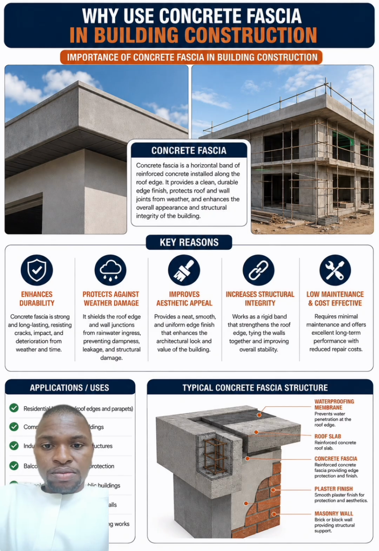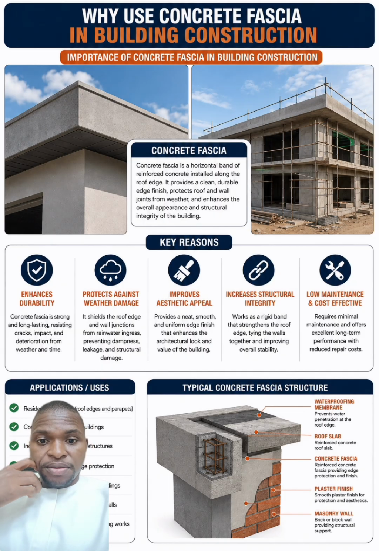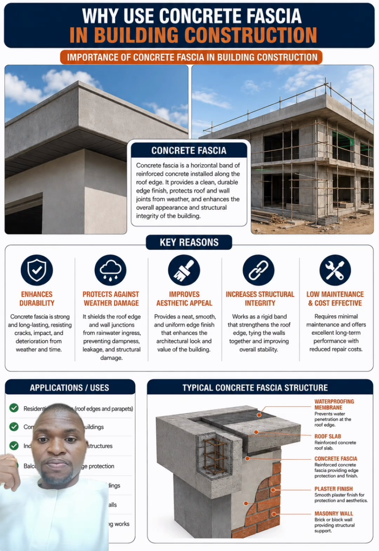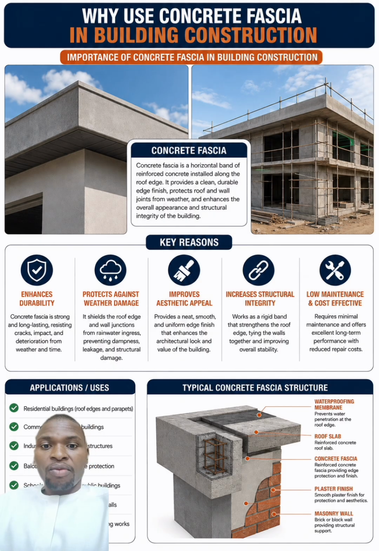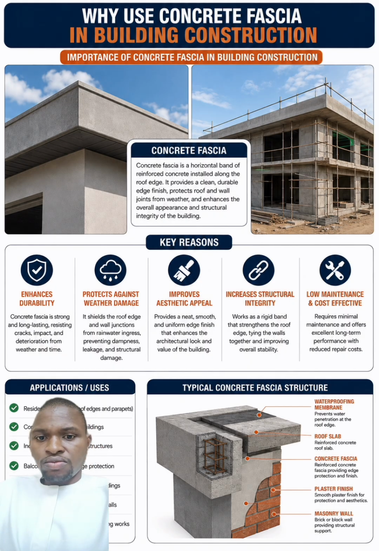But in this video, we need to understand what is a concrete fascia and why do we use a concrete fascia in building construction. So concrete fascia is a horizontal band of reinforced concrete installed along the roof edges. So it's actually installed along the roof edge, and it is a horizontal band of concrete installed along the roof edge. So it provides a clean, durable edge finish.